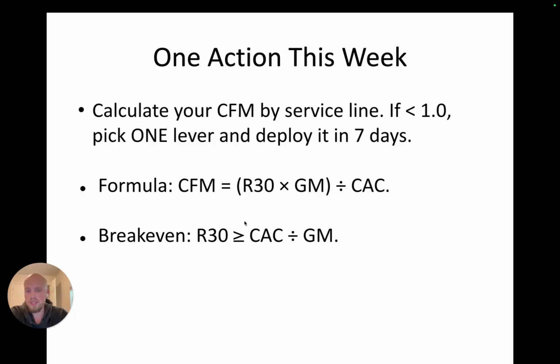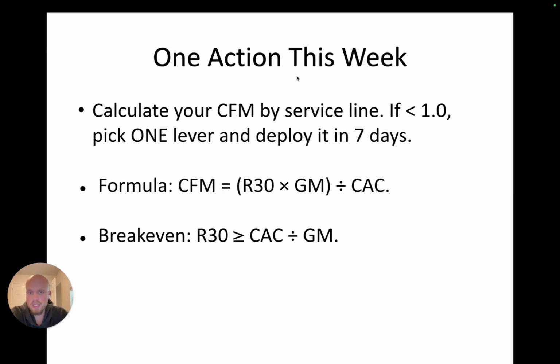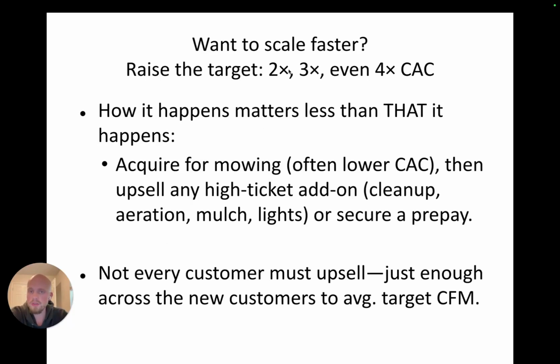So there's the formula and what the break even was, again, as a reminder. If you want to scale faster, with that CFM, if it was less than one, try to deploy something to increase what the CFM is. So if you want to scale faster, make that two, three, or even four times CAC, right? How it happens matters less than the fact that it happens.